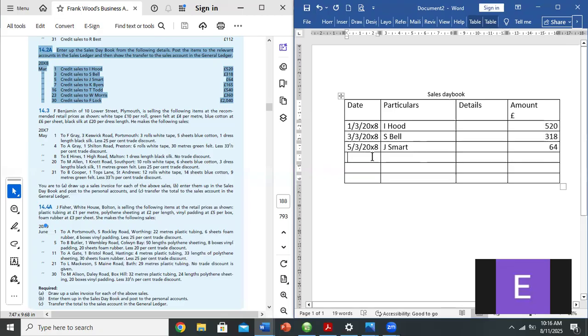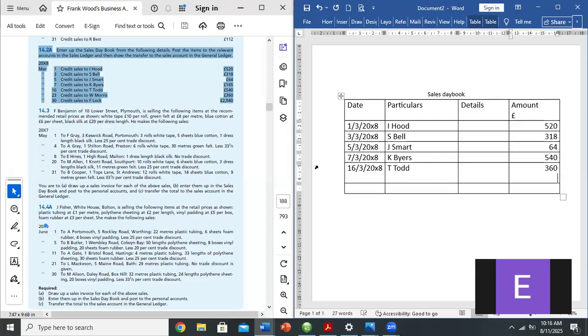Okay, the next was on the 7th of March 20x8. So it's that simple. You just put in the detail, the date, the particulars, and you are done. 540. We'll look at the next example, which has the discount, so I can take the opportunity to explain. 16th March 20x8. That was to T Todd. That is 360.